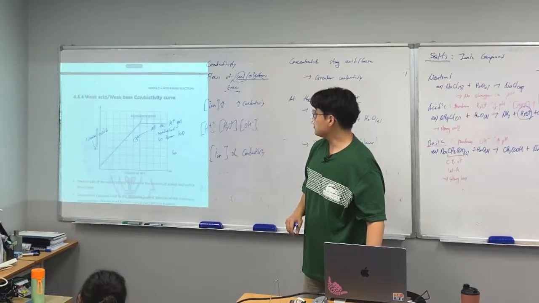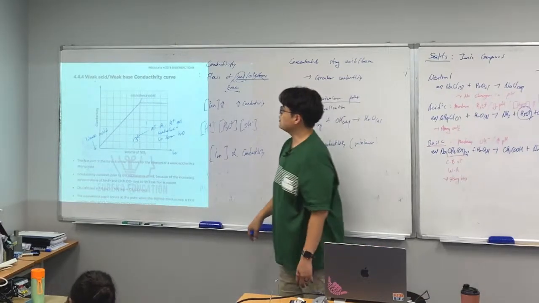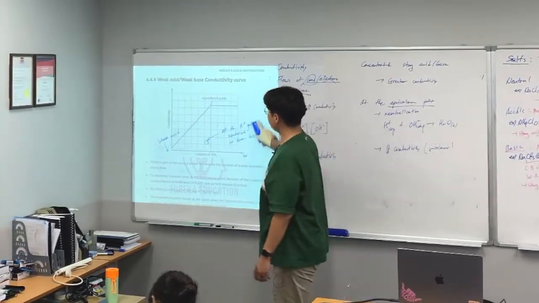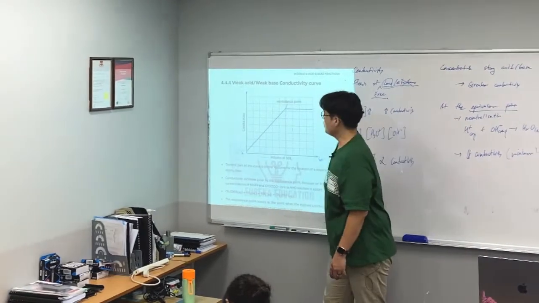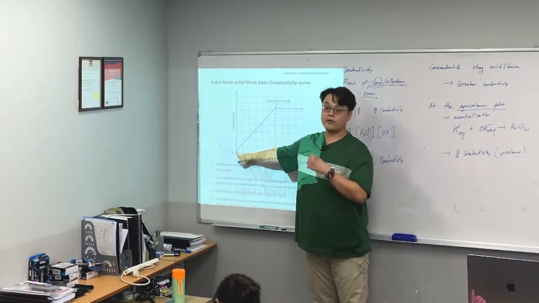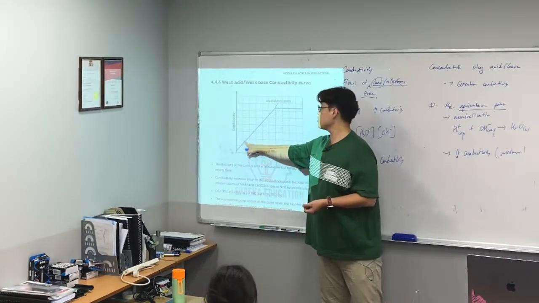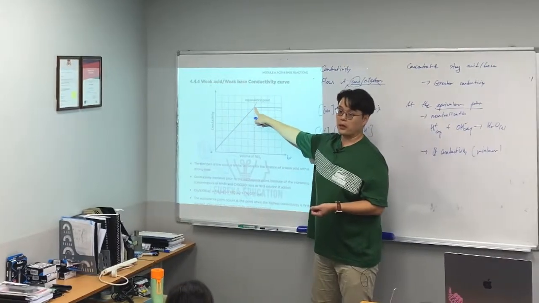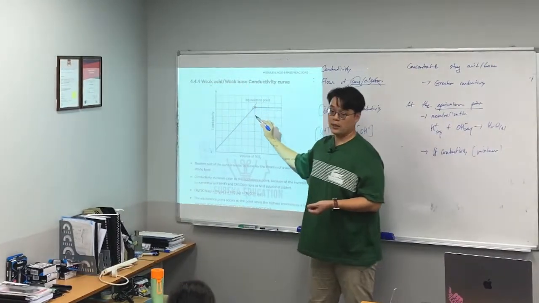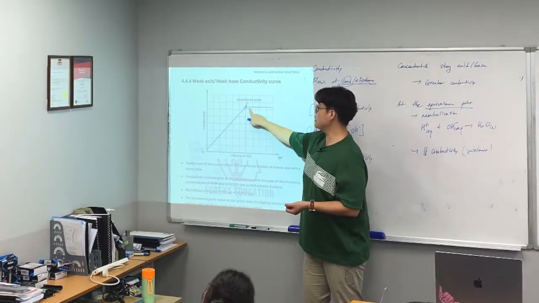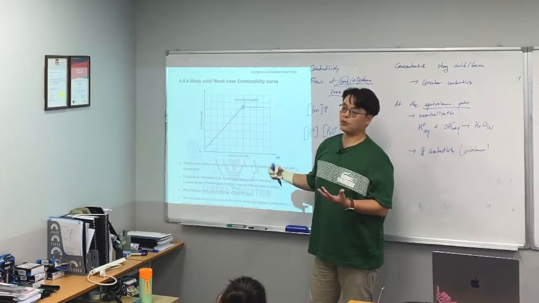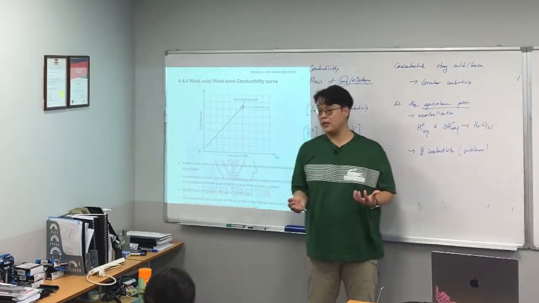Okay. All right, last one is the weak acid and weak base conductivity curve. You see that it's kind of interesting. We started from the low conductivity over here, okay? And it's gradually increasing up to the equivalence point. And at the equivalence point, you don't see much change in the conductivity for the same reason, because we're dealing with weak and weak.